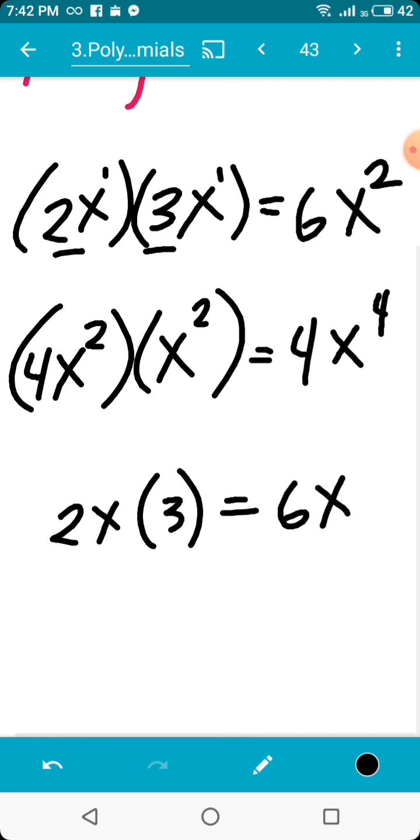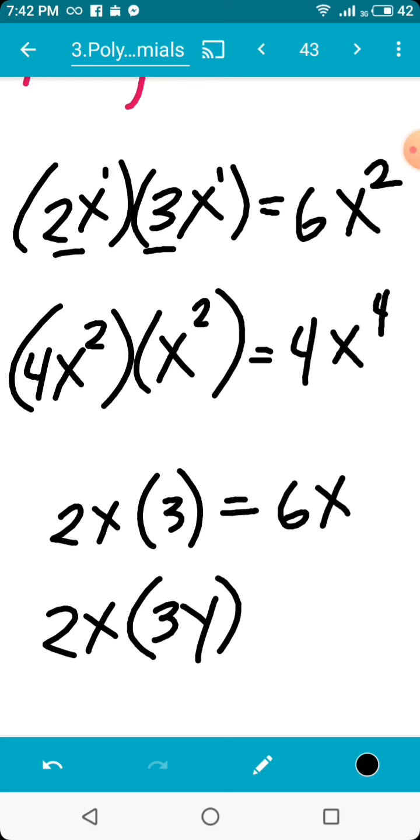Now, how about this one? 2x times 3y. So pwede ba siyang i-multiply? Yes, yung coefficient, so it will become 6. Pero yung variable, ipagdidikit lang natin yan or pagsasamahin lang natin yan. Okay? So, hindi natin sila pwedeng i-multiply na gagawa ng exponent kasi magkaiba yung base nila or magkaiba yung variable nila. Okay? So, the answer for that is 6xy. Okay? So, again, pag nag-multiply ng same variable, i-add lang natin yung kanilang exponent.